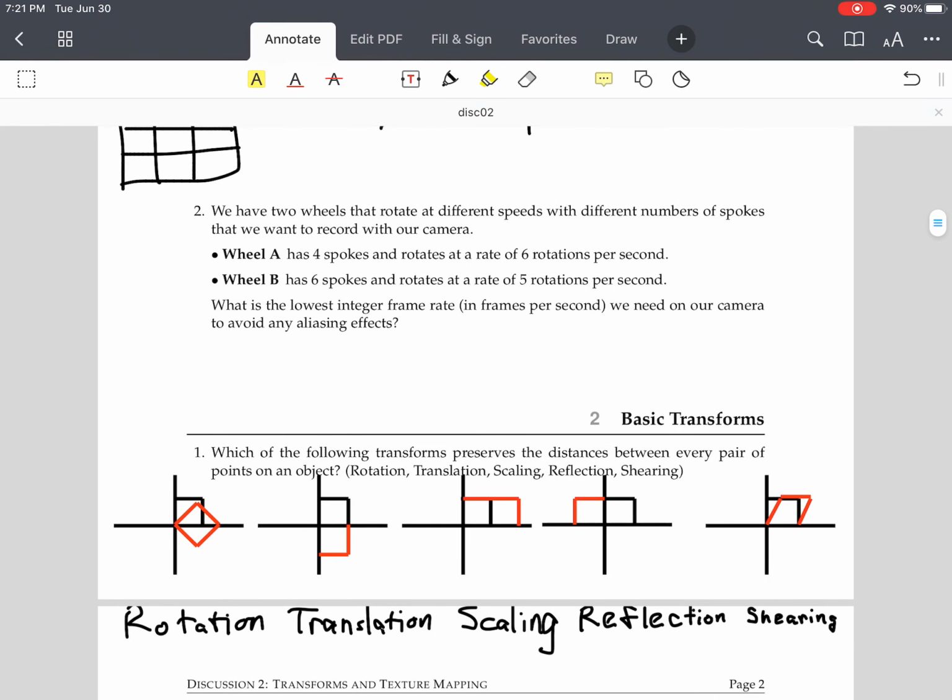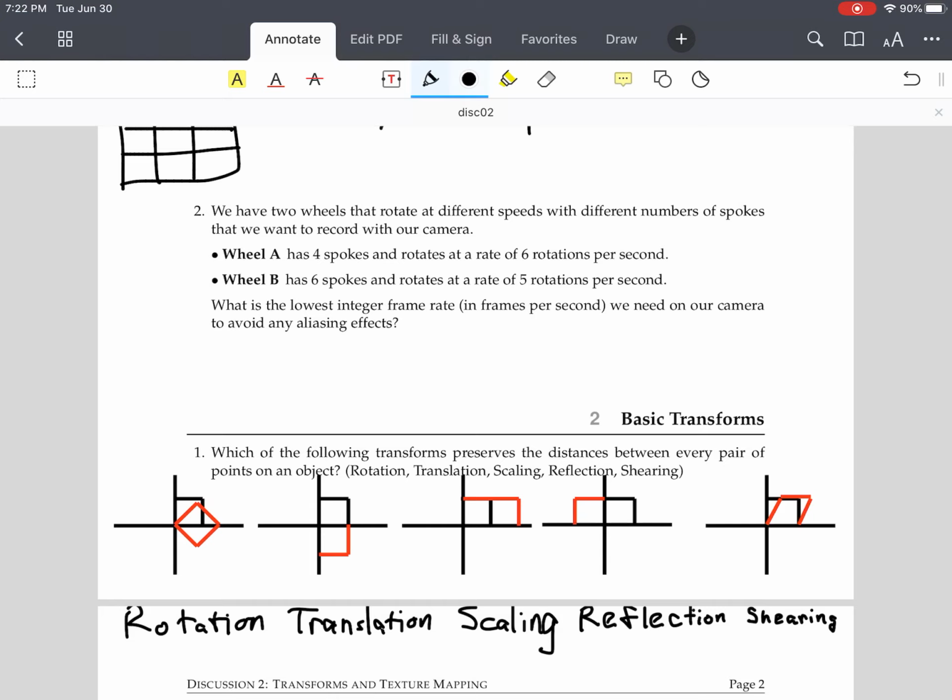The next one, we have two wheels that rotate at different speeds with different numbers of spokes that we want to record with our camera. Wheel A has 4 spokes and rotates at a rate of 6 rotations per second. Wheel B has 6 spokes and rotates at a rate of 5 rotations per second. Let's start by looking at wheel A. It has 4 spokes, so within 1 rotation it's going to look the exact same 4 times, right? If this doesn't make sense to you, maybe try drawing it. So it's going to look the exact same 4 times in 1 rotation.